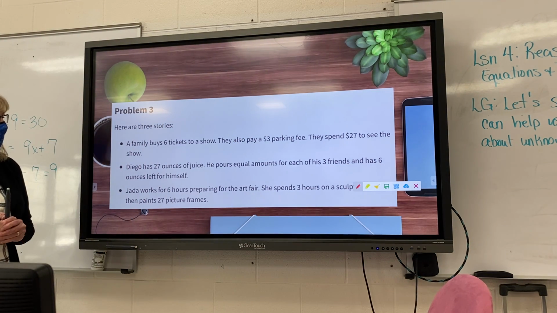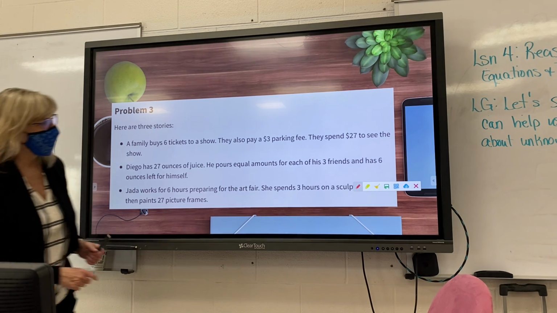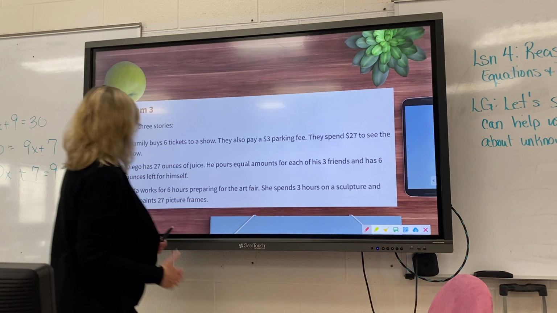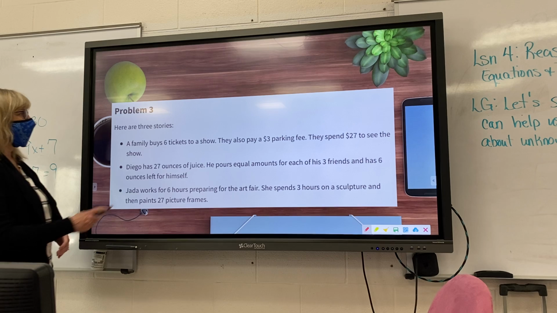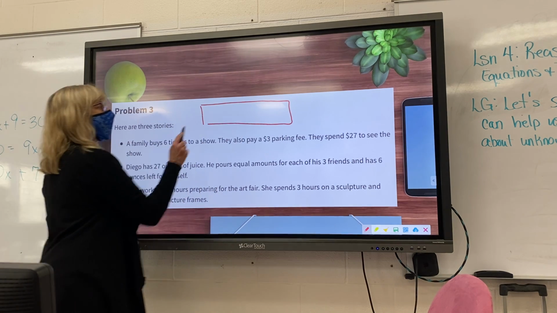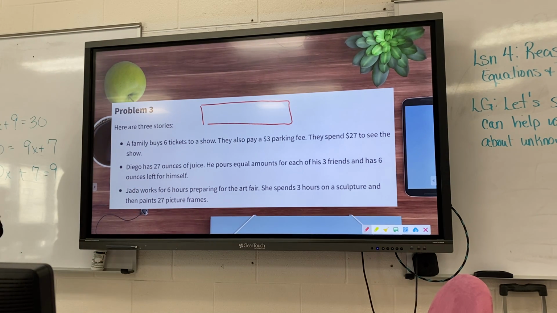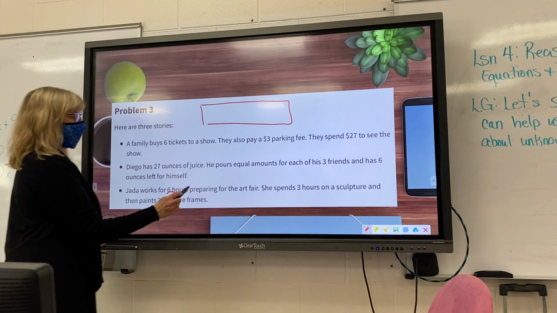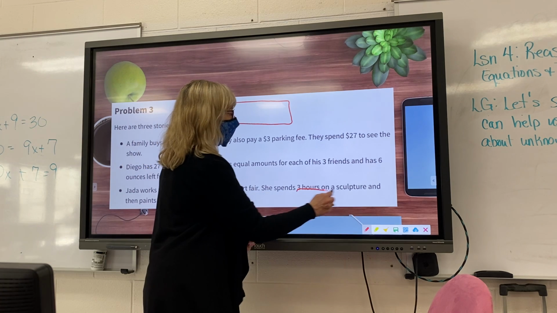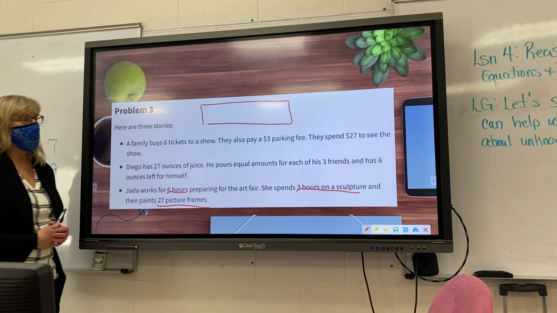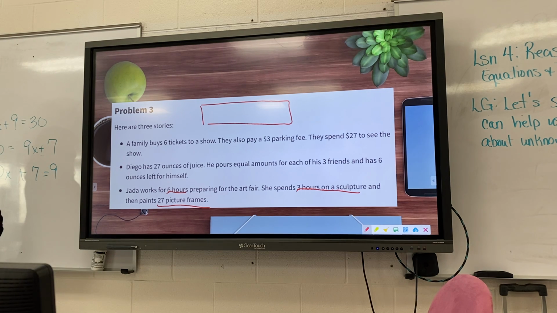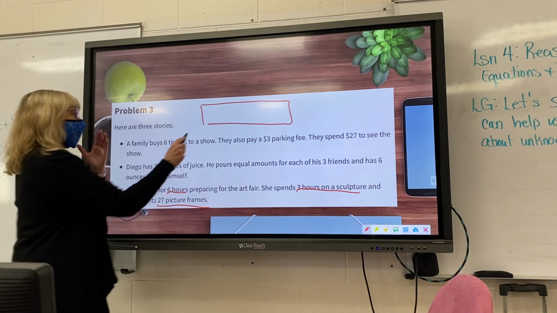Jada works for 6 hours preparing for the art fair. She spends 3 hours on a sculpture and then paints 27 picture frames. What's the story about? Jada preparing for art fair. Okay, she's preparing for an art fair. What can we countermeasure? 6 hours, 3 hours on the sculpture, and then she has 27 picture frames. Okay, what is our total? 6 hours. Good job.